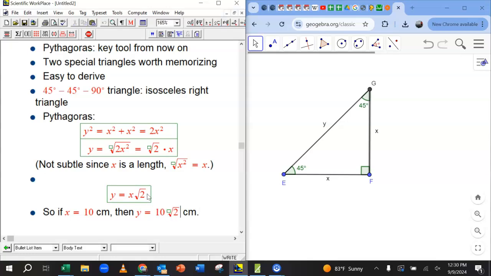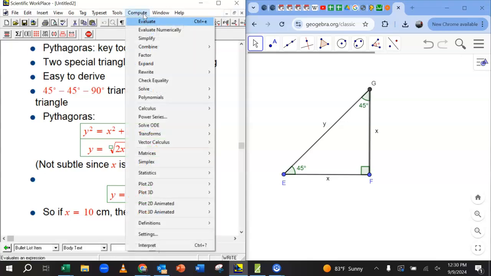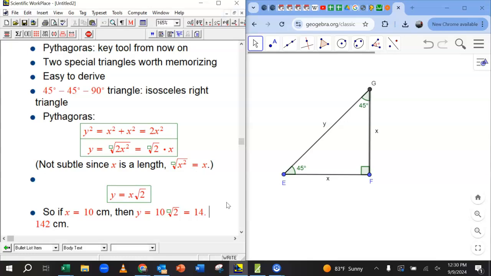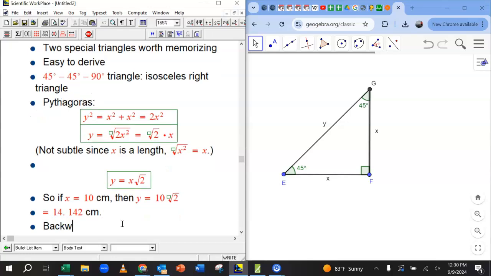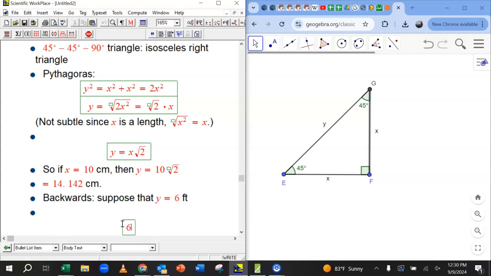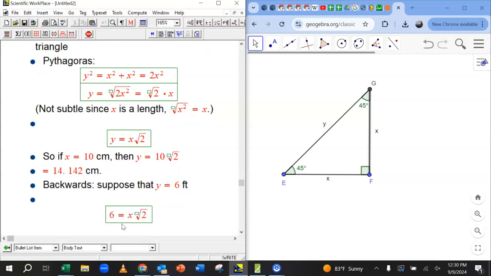Usually, we're often going to leave that as an exact expression because we're trying to learn the deep math of this. But if you wanted to get the decimal, then that's going to be 14.4, and it's kind of going off the screen. So, okay, about 14.414 centimeters. You can also go backwards, right? Suppose that, let's say y, it's going to be slightly harder. Suppose y is 6, let's say feet, just to be different. Okay, then we've got 6 equals x root 2.